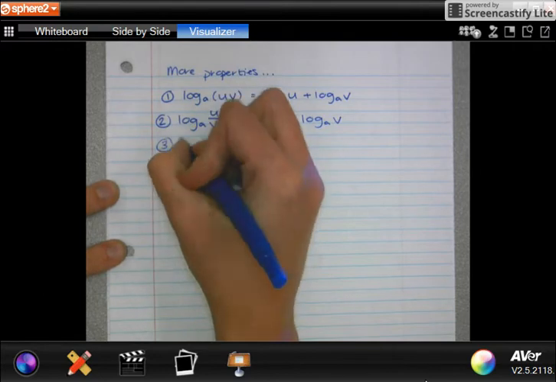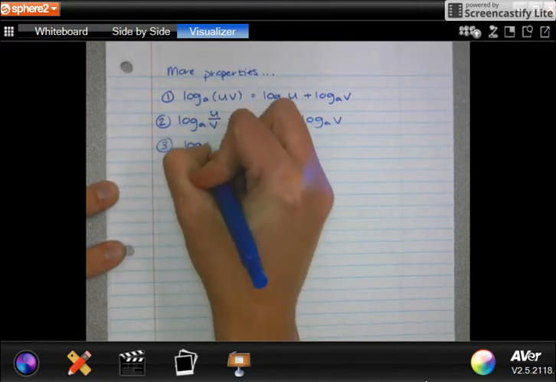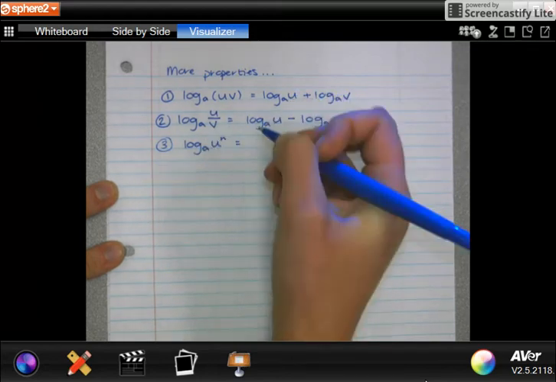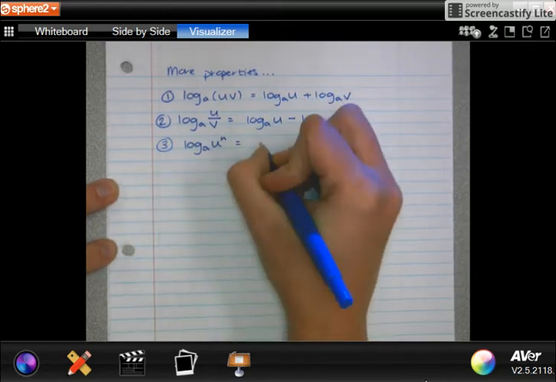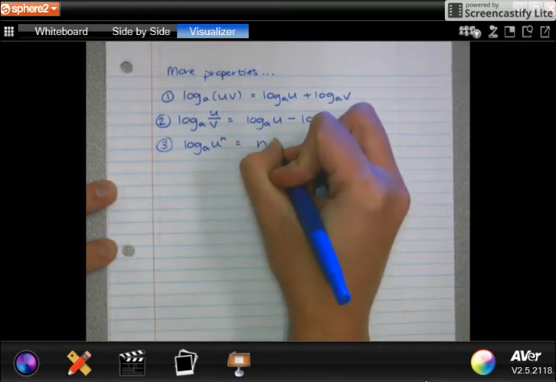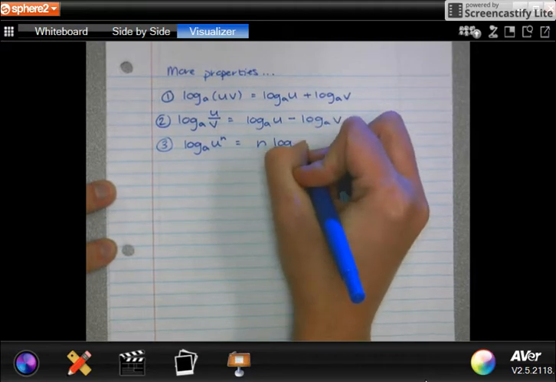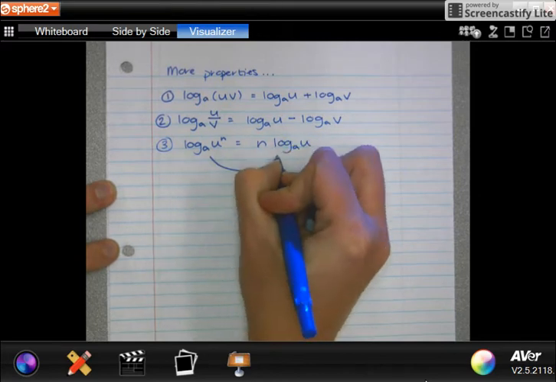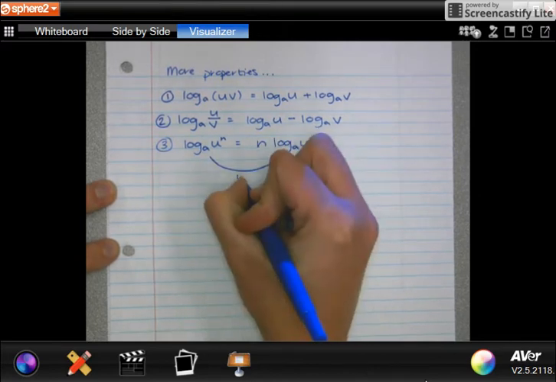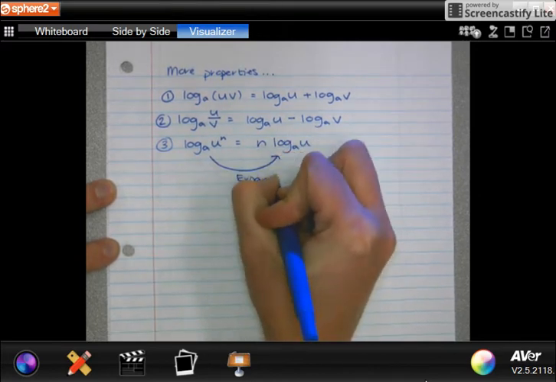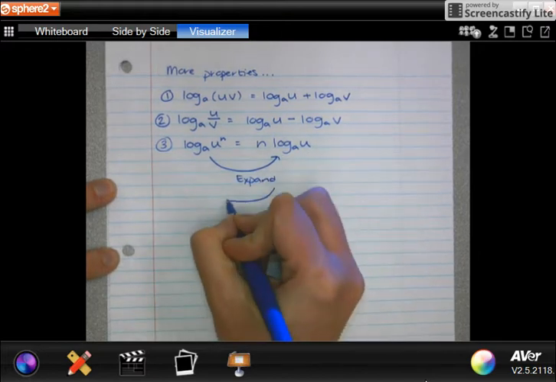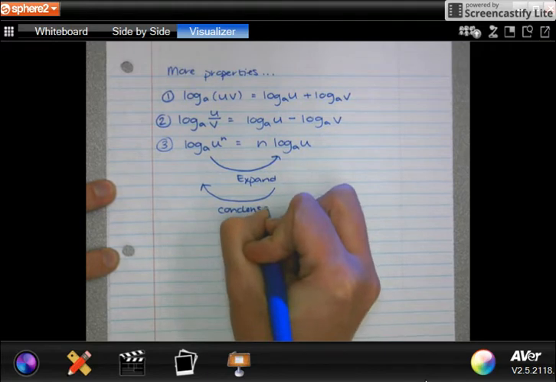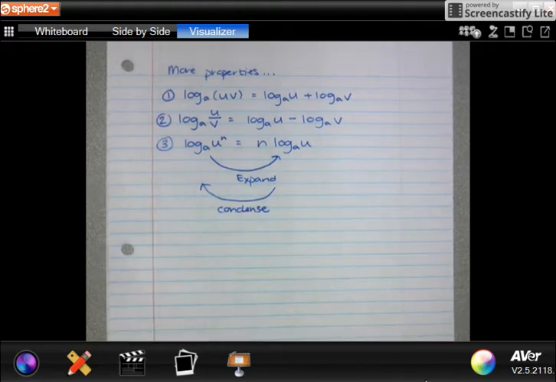And then the last property is if you have log base A of u to the n, meaning if you have an exponent, that exponent can be brought down in front and you have n times log base A of u. So if a problem asks you to expand, you're starting with this property and going that way. That's expanding. And going the other way is to condense into a single logarithm.